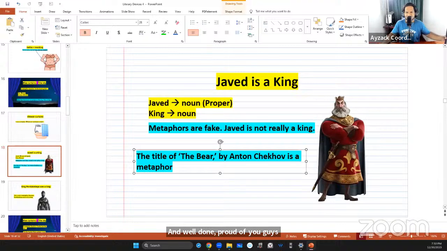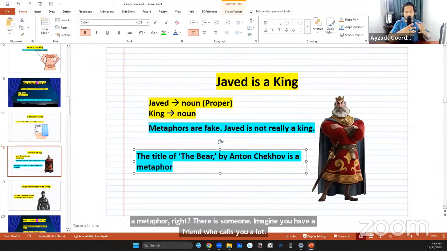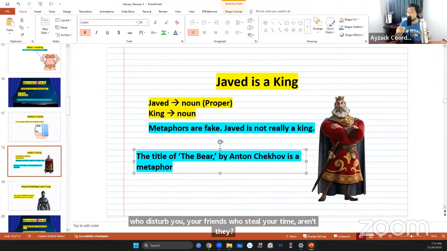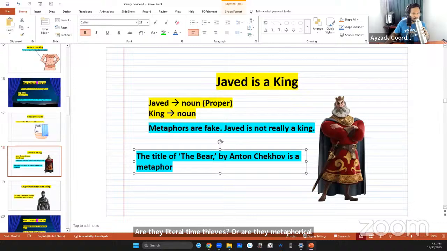Time thief. Absolutely, Amna, well done. Time thief. That's a metaphor, right? Imagine you have a friend who calls you a lot on WhatsApp. Now you have these friends who call you when you are studying, call you when you are attending an online class, right? Especially friends who call you if they are not in the mood to study, and they don't want you to study also. So aren't they time thieves? Your friends who disturb you, your friends who steal your time, aren't they? Are they literal time thieves or are they metaphorical time thieves? What do you guys think?